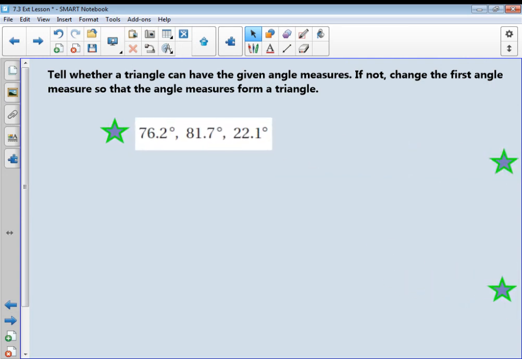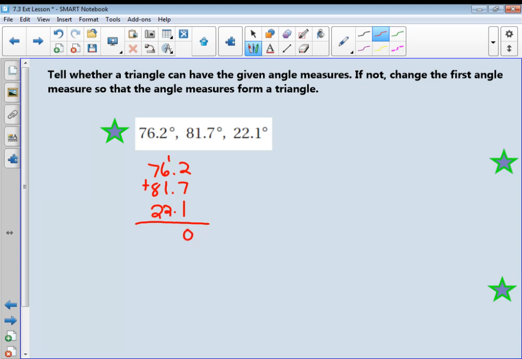Okay, so here I have decimals. Yes, we can add these together. You can use your calculator if you want. I'm going to do them longhand. So 76.2 plus 81.7. Now remember, if you're doing them longhand, you line up the decimal. Now I'm going to add. So 9 plus 1 is 10, carry the 1. 6, 7, 8, 9, 10, carry the 1. 15, 16, 17, 18. Bring my decimal straight down. I got exactly 180 degrees.